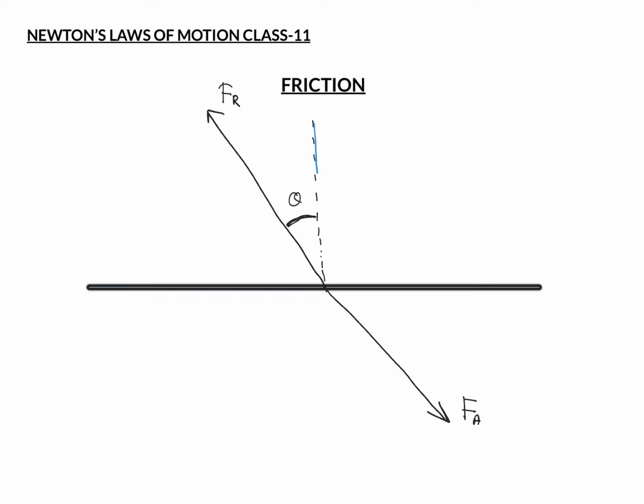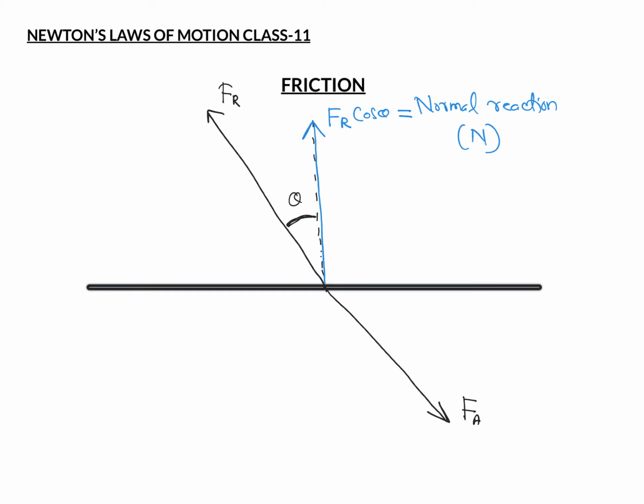One component of the reaction force, which is perpendicular to the surface, we can take as Fr cos theta. This is the component of reaction force perpendicular or normal to the surface, which we call normal reaction. Just remember that this normal reaction is not a new kind of force. It is nothing but the component of reaction force perpendicular to the surface.